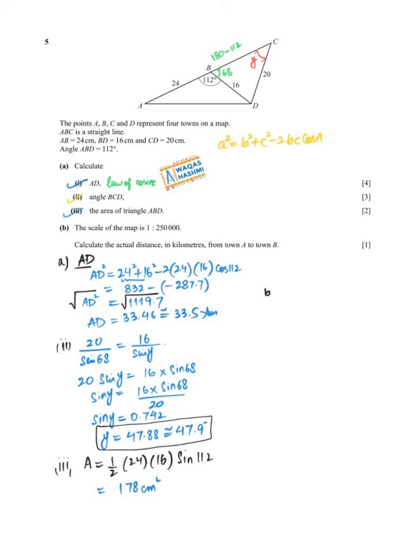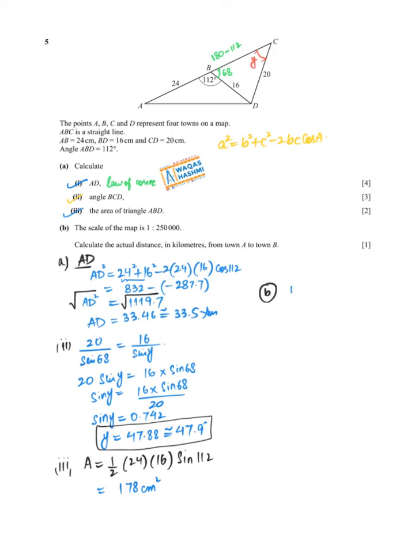After that, in part B, it says the scale of the map is 1:250,000. Calculate the actual distance in kilometers from town A to town B. The given distance from town A to town B is 24, but it's in centimeters, and you need to use that scale to find out the actual distance, but in kilometers.